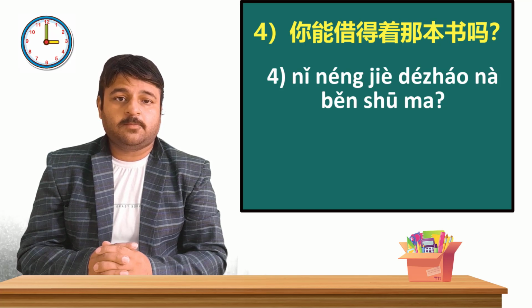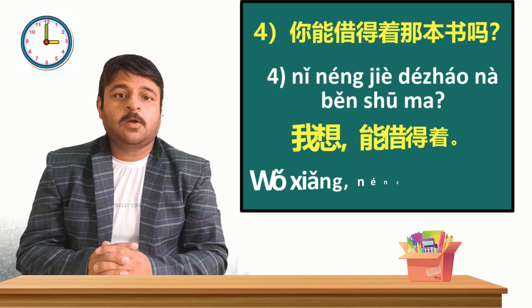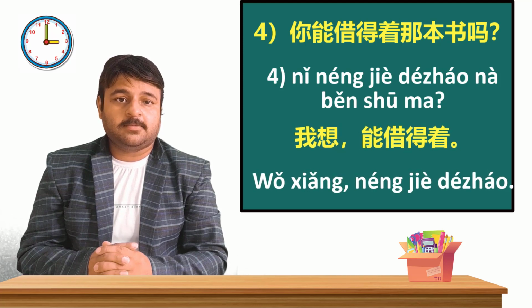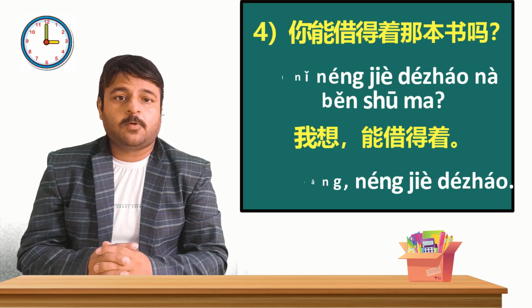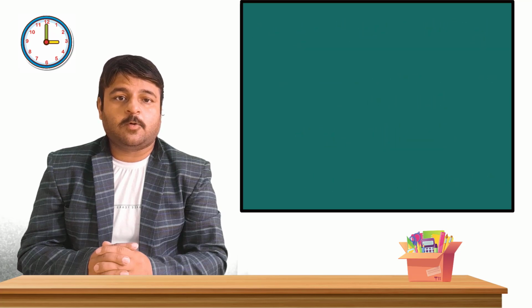Here 能 is used to put more emphasis on this sentence. Can you borrow that book? 那本书. 我想, I think. 能借得着, I think I can borrow that book. Auxiliary verbs are used along with potential complement to make more emphasis on the sentence or statement.